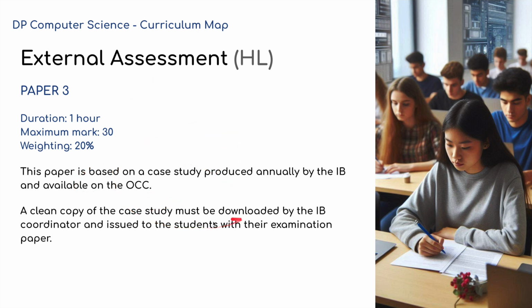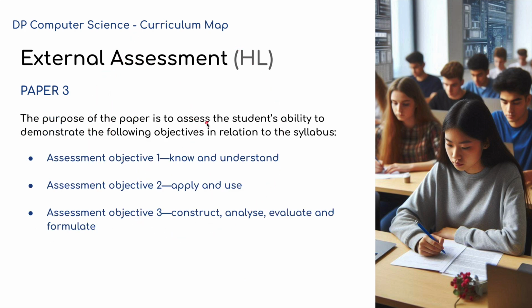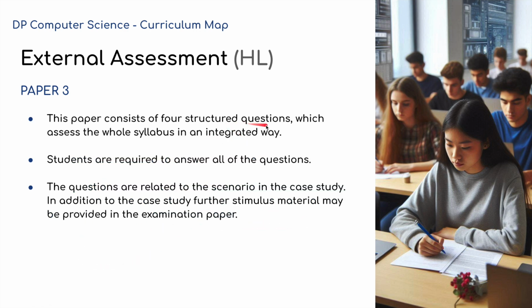Okay, so a clean copy of the case study must be downloaded by the IB coordinator and issued to students with their examination paper. Paper 3 again follows the same objectives: know and understand, apply and use, construct, analyze, evaluate and formulate. The paper does consist of four structured questions which assess the whole syllabus in an integrated way. Students are required to answer all of the questions. The questions relate to the scenario in the case study. In addition to the case study, further stimulus material may be provided in the examination paper.